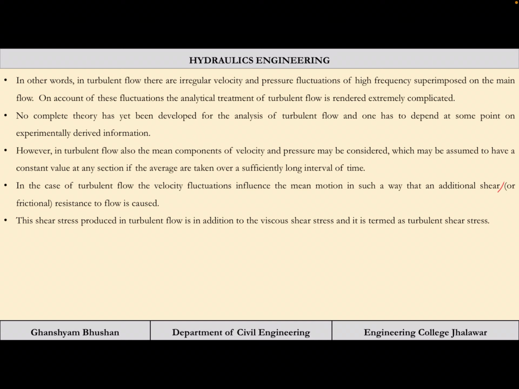So in the case of turbulent flow, the velocity fluctuation influences the mean motion in such a way that additional shear resistance to flow is caused. This shear stress produced in turbulent flow is in addition to viscous shear, and it is termed turbulent shear stress.